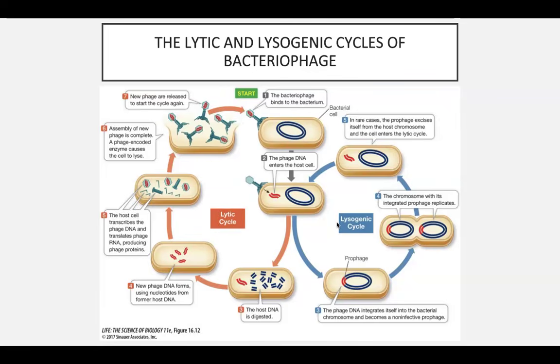However, in the lysogenic cycle, what happens is that the phage DNA, instead of digesting the host DNA to then make more virions, actually incorporates itself into the bacterial chromosome. It incorporates itself into the chromosome and becomes a prophage. Now that chromosome replicates itself, and this process keeps on going until eventually there's an environmental condition where the prophage has to excise itself out of the host DNA so that the cell enters the lytic cycle. Eventually, everything will end in the lytic cycle.